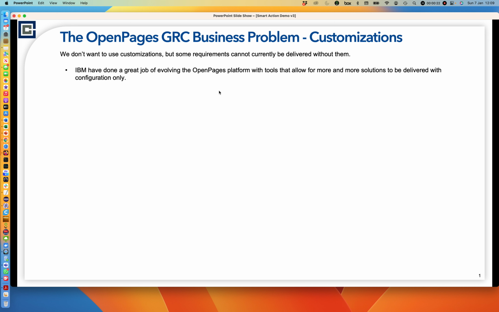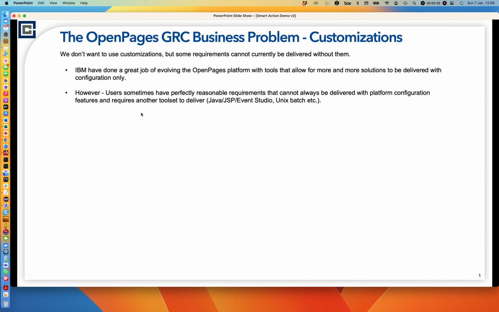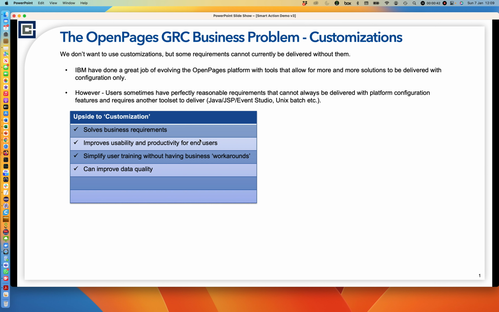IBM have done a great job of evolving the OpenPages platform with tools that allow for more and more solutions to be delivered with configuration only. However, users sometimes have perfectly reasonable requirements that cannot always be delivered with platform configuration features and require another tool set to deliver, such as Java, JSP, Event Studio, Unix Batch, etc.